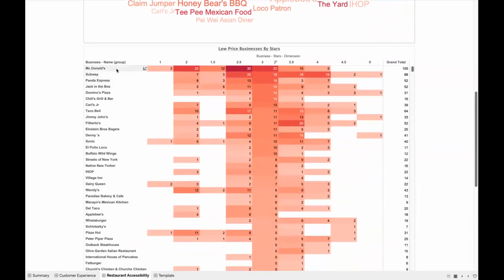So we have McDonald's, which has around 105 different locations, like 105 different McDonald's restaurants present over the area, and they have a rating between 2.53 and 3.5 on average. Similarly, we have 88 Subways, 52 Panda Express, 52 Jack in the Box, which are also well rated. So these are some low priced businesses which you can find in different locations around Arizona.